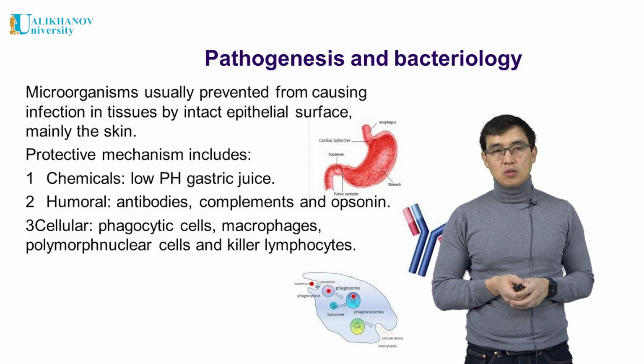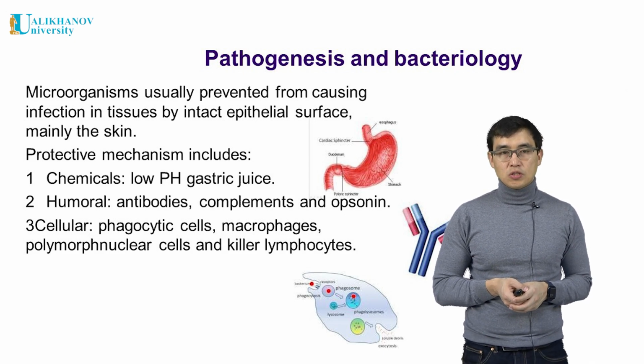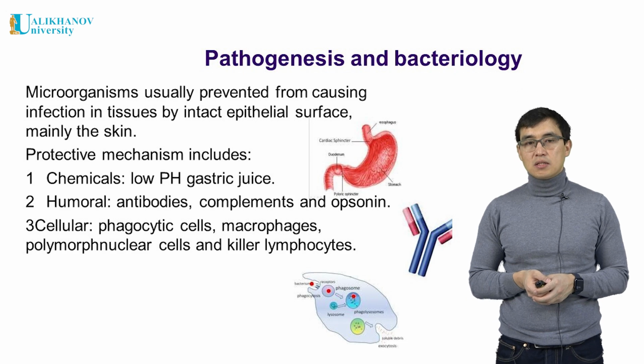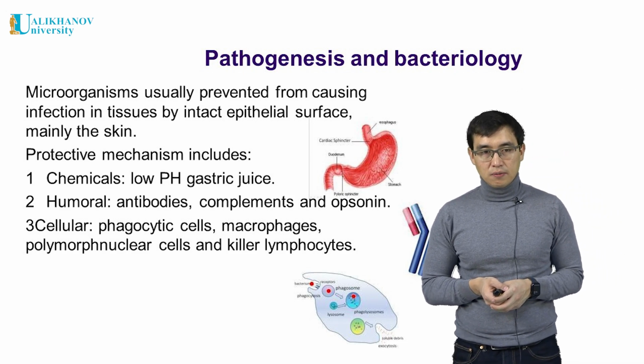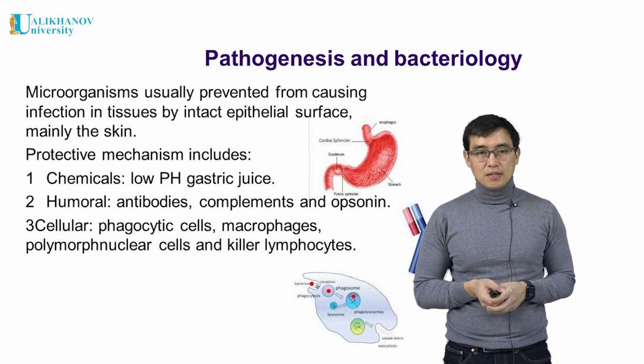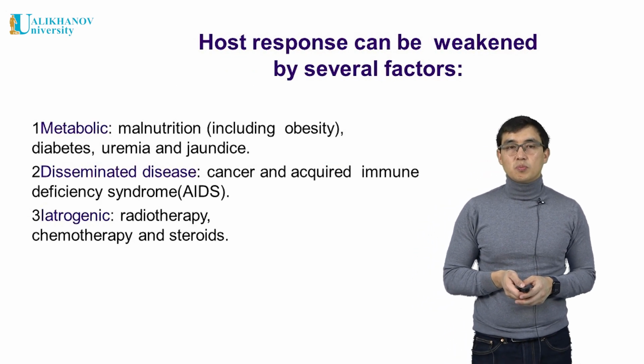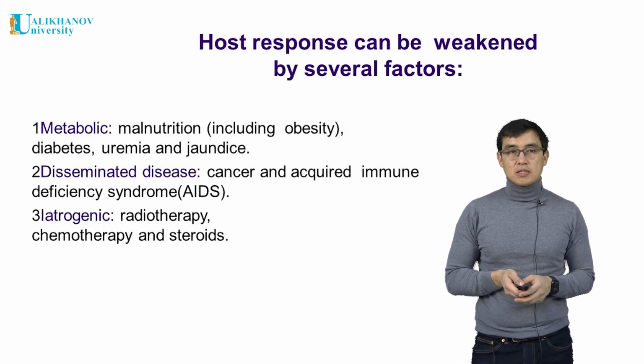Protective mechanisms include chemicals, it's the low pH of gastric juice. Humoral, it's the antibodies, complements, and the spores. Cellular, it's the phagocyte cells, macrophages, polymorphonuclear cells, and killer lymphocytes. So host response can be weakened by several factors.